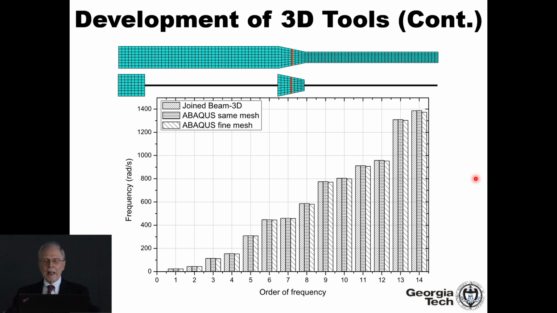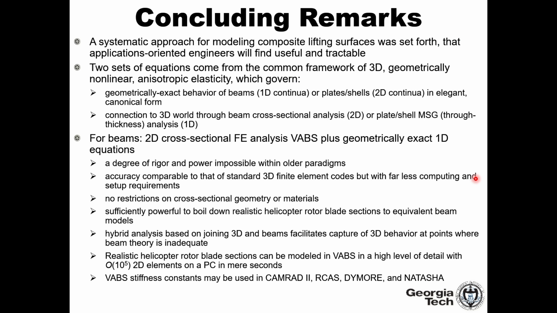And also at the point where the properties change there in the middle, we see that there's a cluster of 3D elements there. But when we run both our code and the 3D code for this particular case, we see that there's hardly any difference in the first 14 natural frequencies here. They are essentially the same.